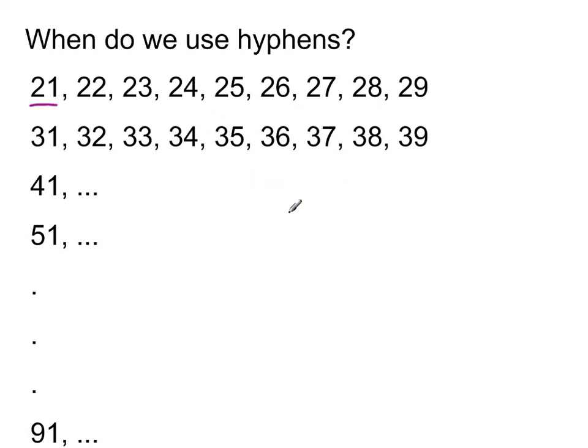So let me write it in this space here. So we'd have 20, 1, 22, 23, keeps on going all the way up to 29. And then you continue on 31, 32, all the way into the 90s. So that's when we have the hyphens, if that clarifies it.